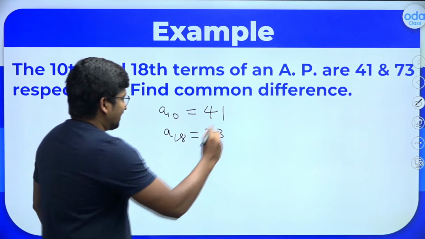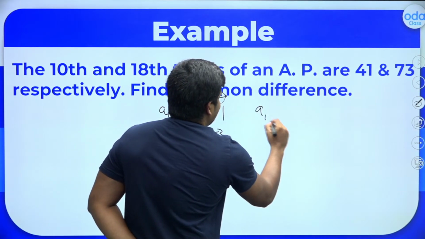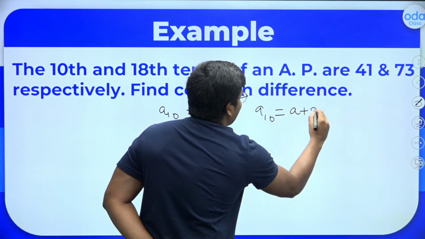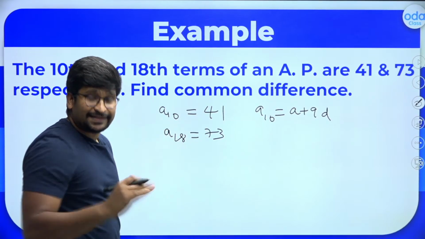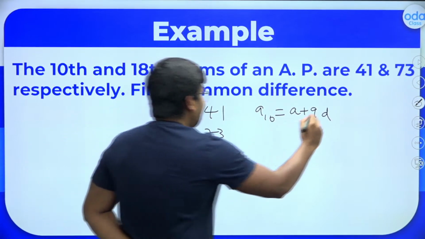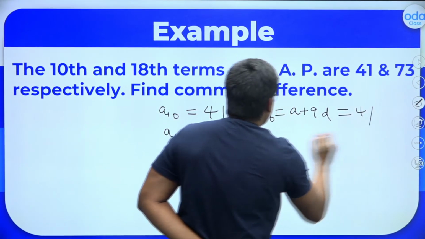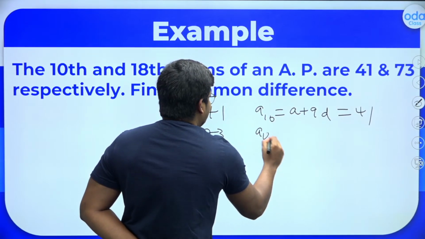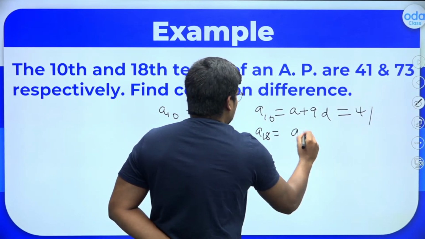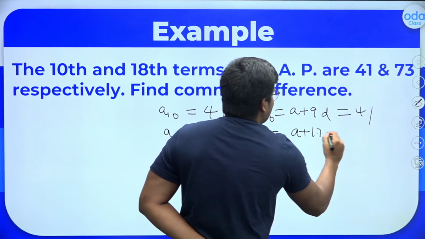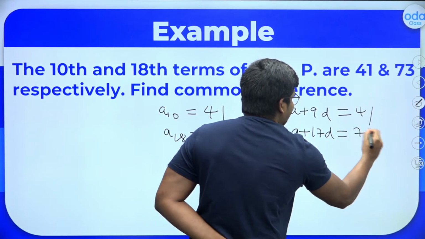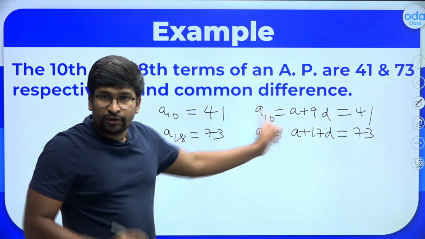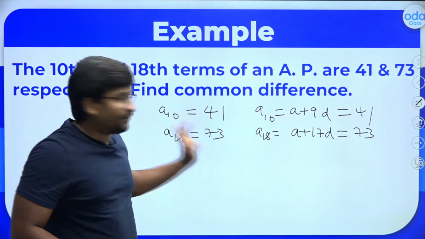Yes, you know that A10 is A plus 9D, right? A plus 1 less than 10, which is 9D. A plus 9D is 41, correct? Similarly, A18 is A plus 1 less than 18, right? That is A plus 17D, that is 73. Is this clear to you? Correct, my dear friends?